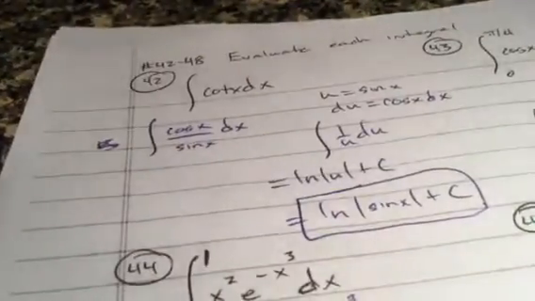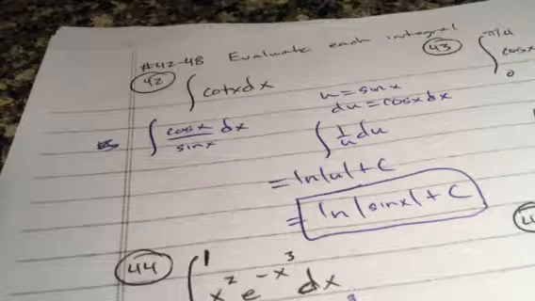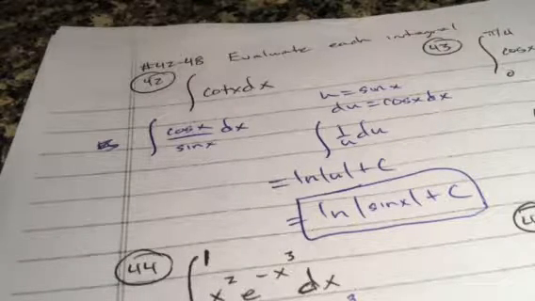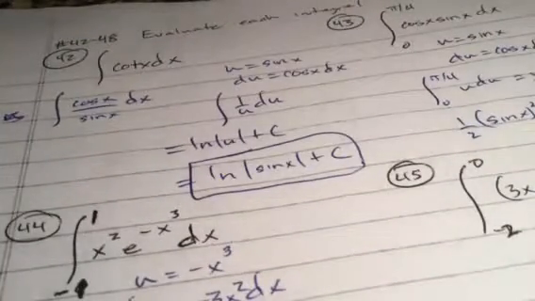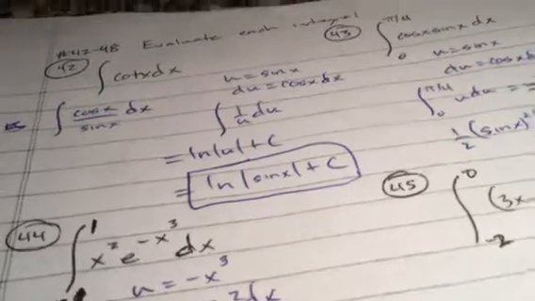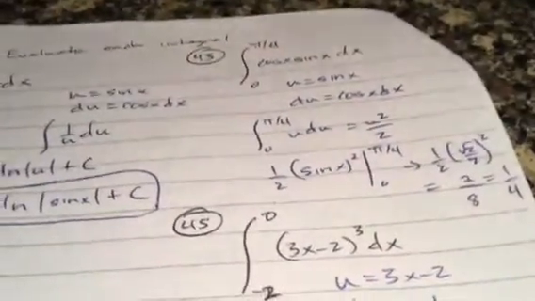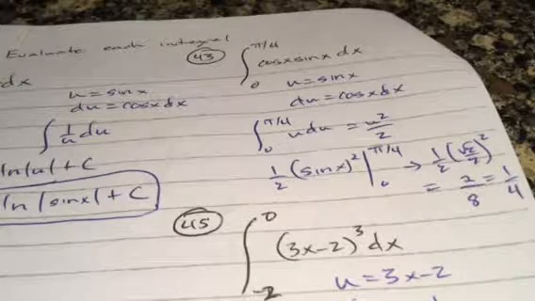Moving on here, folks, 42 through 48. Cotangent, that's just cosine over sine. All right, so if you let u be the denominator there, du is simply what you see up top, cosine x dx. So 1 over u, du, the antiderivative would be natural log u. Plug sine x in for u. And there we go.